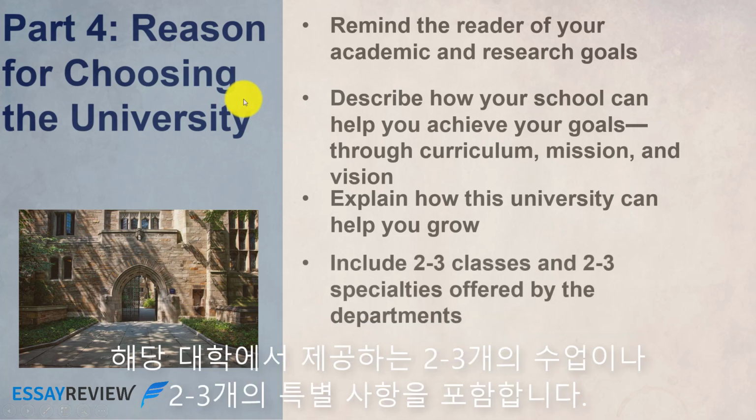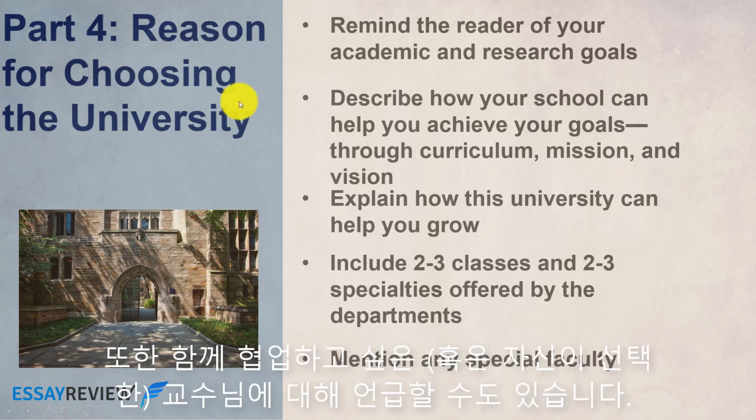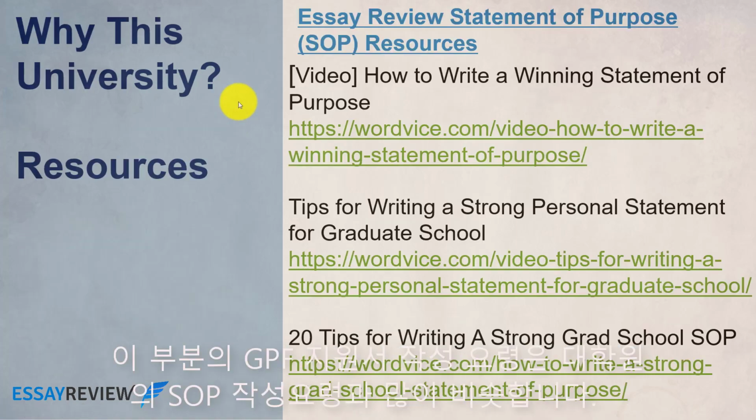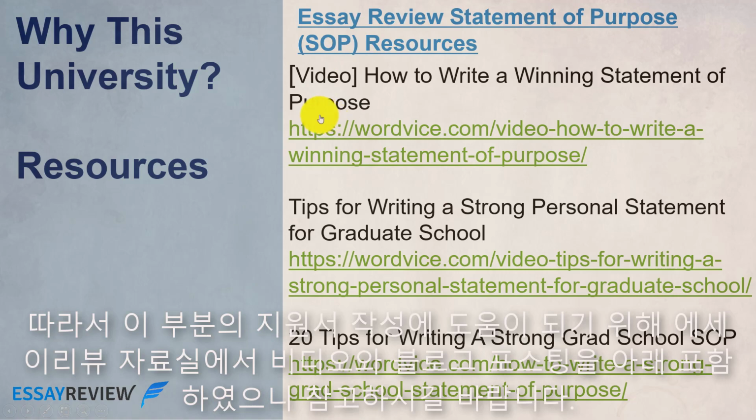And you can include 2 to 3 classes, 2 to 3 specialties offered by the departments in this university. As well, you can mention any special faculty, any professors that you would love to work with. As we mentioned earlier, the GPF essay resembles the statement of purpose for most graduate schools. So we've compiled some videos and an article from our resources page that you can use to help shape your university section of the GPF essay.